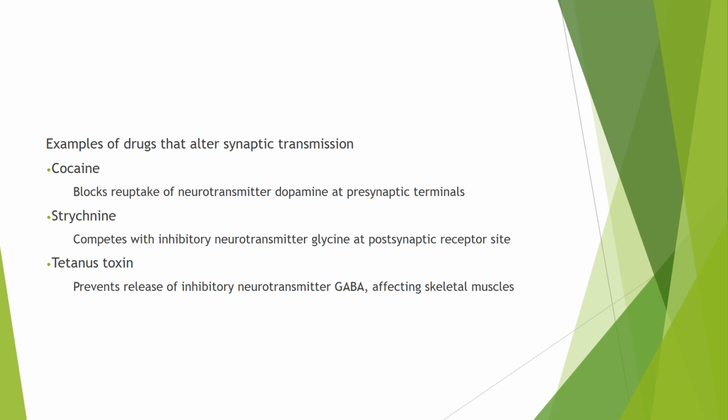And then tetanus toxin, this prevents the release of the inhibitory neurotransmitter GABA, and this also affects the skeletal muscle, kind of similar in fashion, where our muscle cells are overly excited and then lead to motor neurons constantly firing and then eventually leading to death.